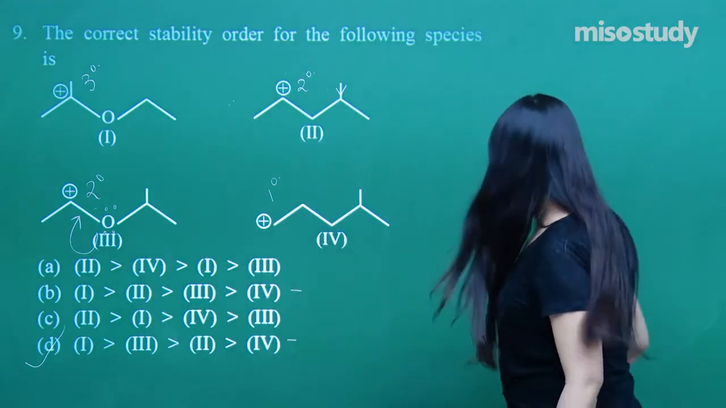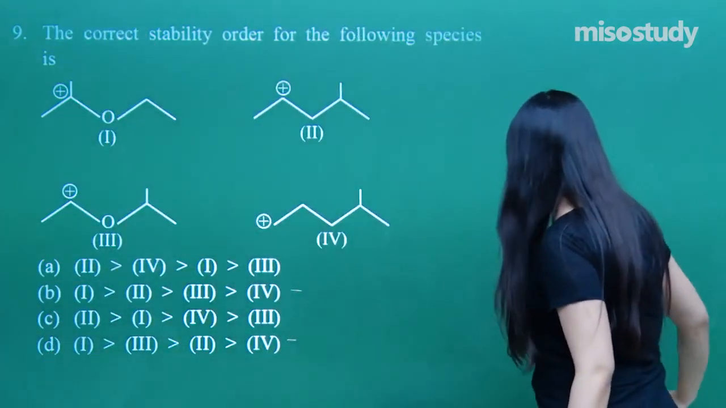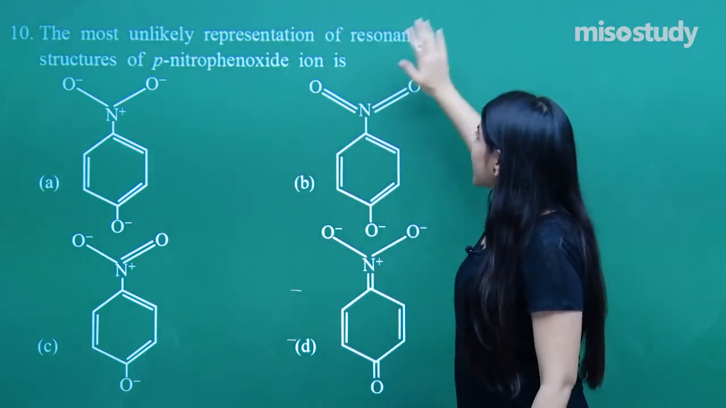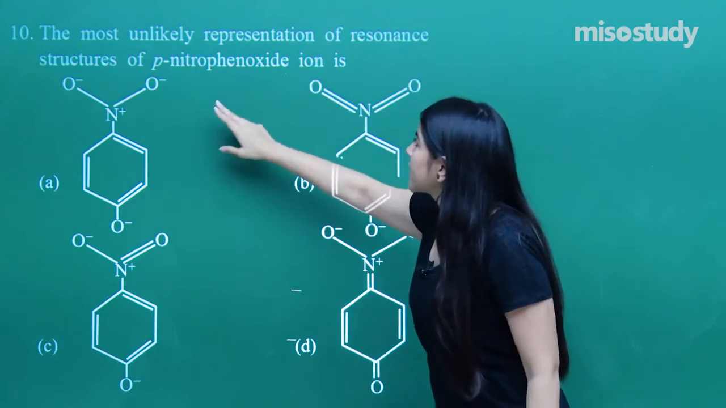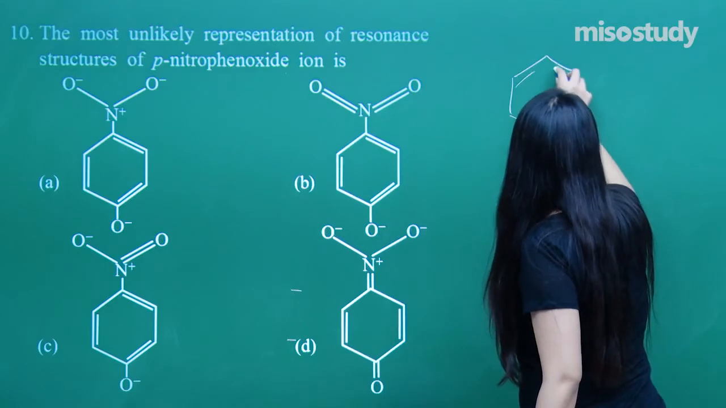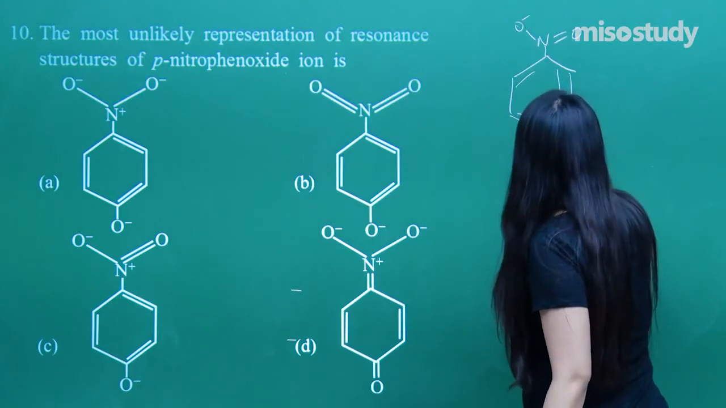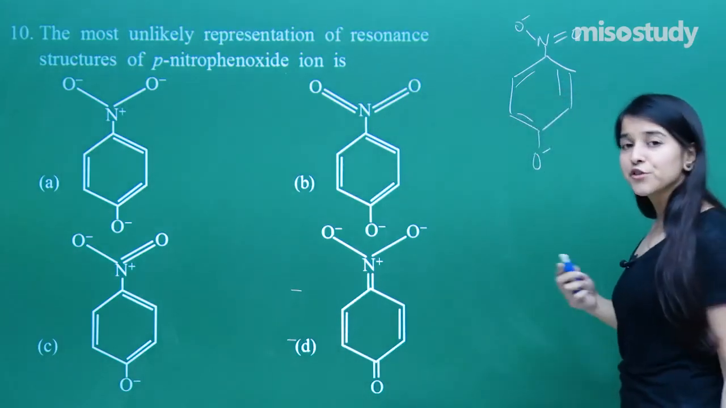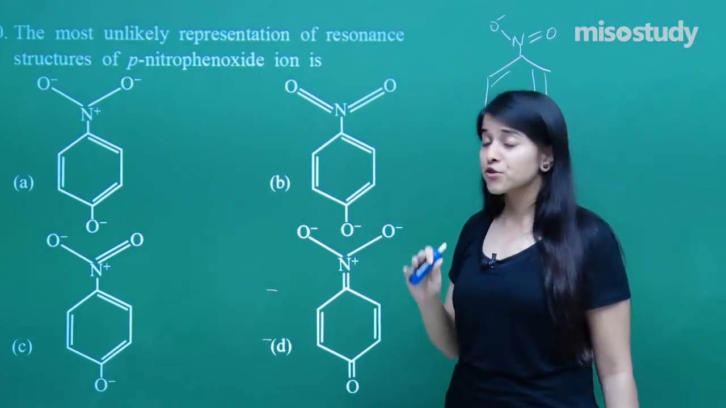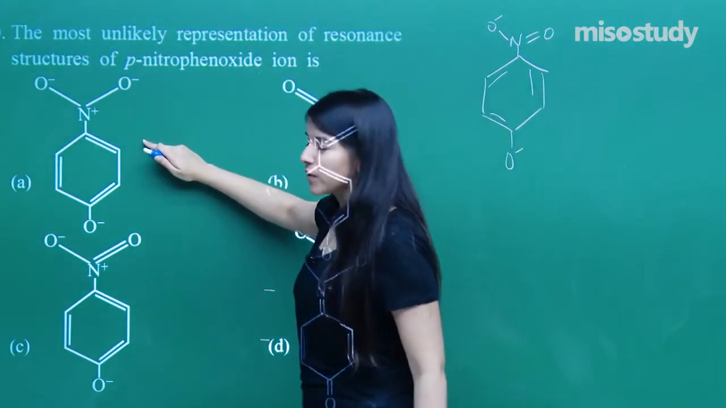So I hope you all have got the idea. Let us just try out the very last question we have. Here, the most unlikely representation of resonance structures of para-nitrophenoxide ion. So what is para-nitrophenoxide ion? That is what it is. Phenoxide ion. You need to have proper resonance structures, and what could be not the representation over here. So if you observe one by one, let's take out this very option.